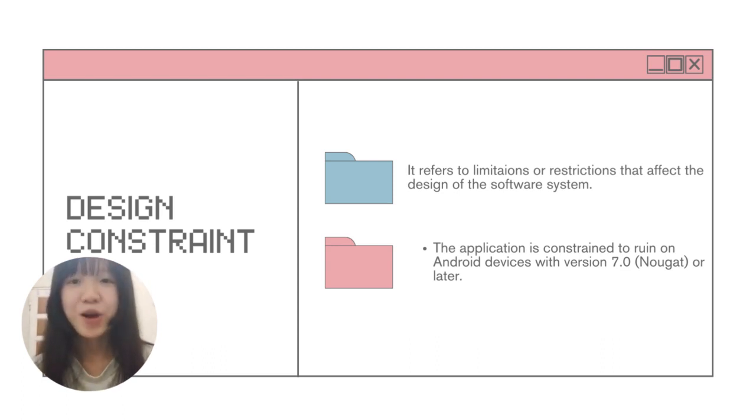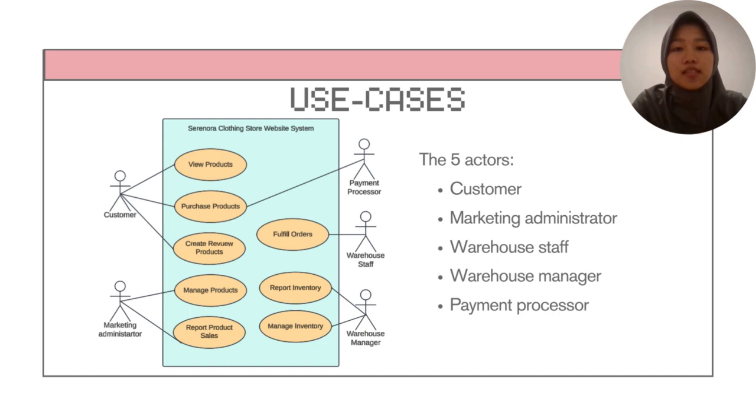Design constraints. What is design constraints actually? Design constraints refer to limitations or restrictions that affect the design of the software system. The design constraints of this application is: the application is constrained to run on Android devices with version 7.0, Nougat, or later. This is the use case diagram of Serenora clothing store website system.